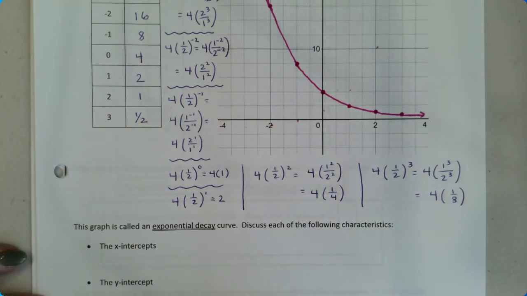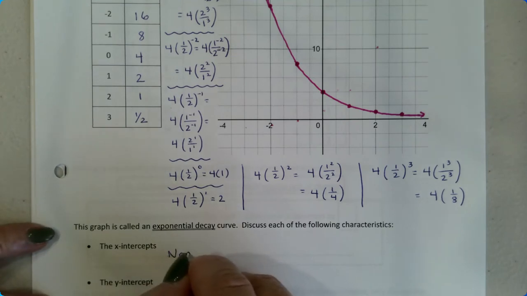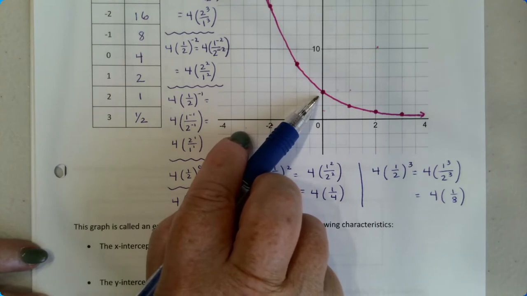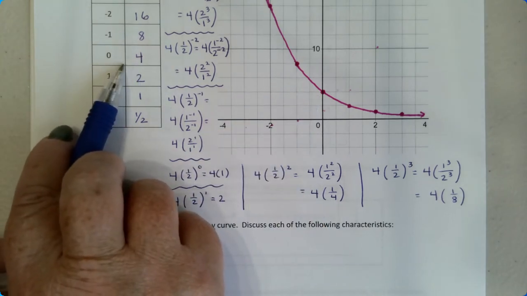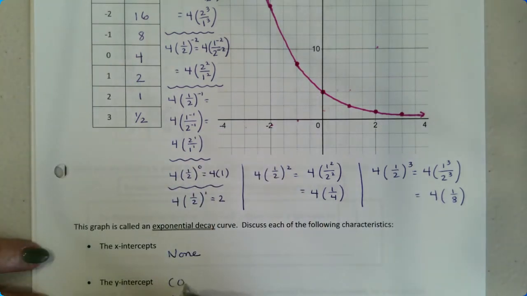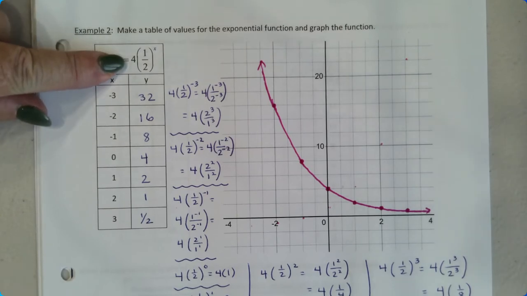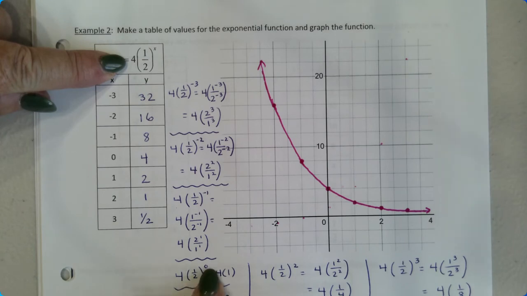The x-intercepts, once again, there are none. This graph does not cross the x-axis. And the y-intercept is here at 4. I can see it over here as well. When x is 0, y is 4. And once again, that's not a coincidence. That's the a value. Because when I plug in x equals 0, whatever my base is to the 0 power will always be 1, meaning I'm always going to get the a value there for my y-intercept.